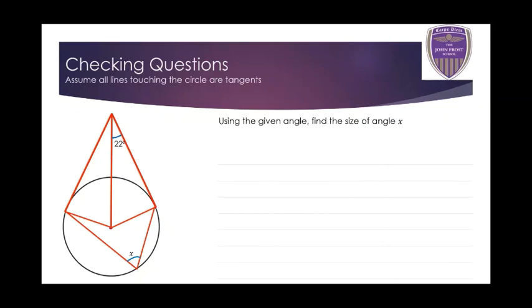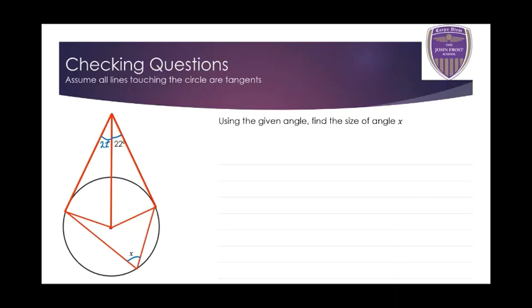Okay, so let's work through this example. First of all, we're given an angle 22, we're trying to find angle X. Okay, so let's find out what information we can. Well, if you remember, if we have two tangents coming from an external point, a line from that external point to the center of the circle will bisect the angle between the tangents. Okay, so that means that we are able to find out the angle next to this angle 22, because it will also be 22 degrees.